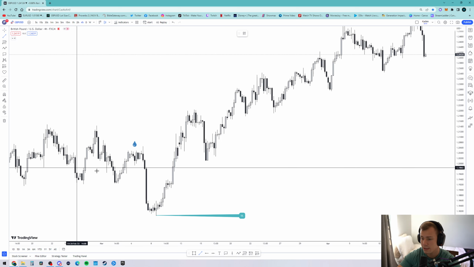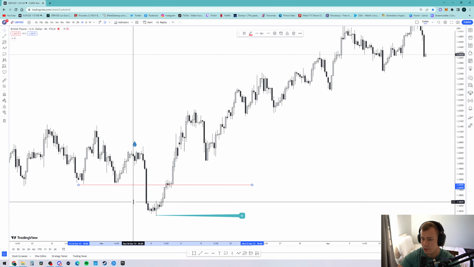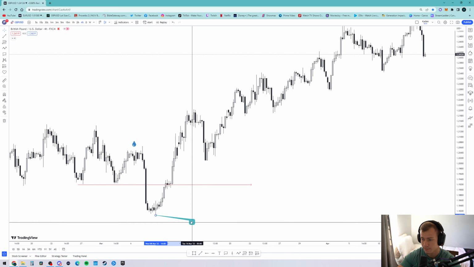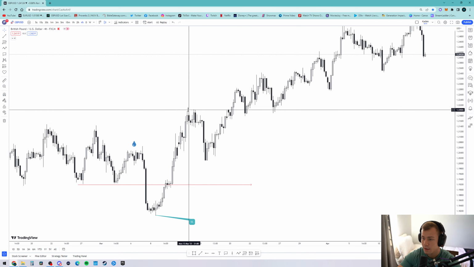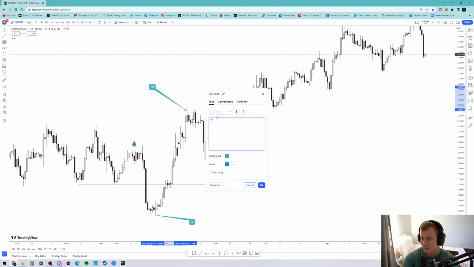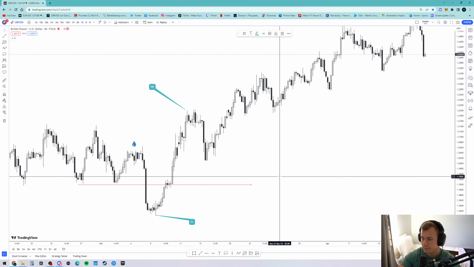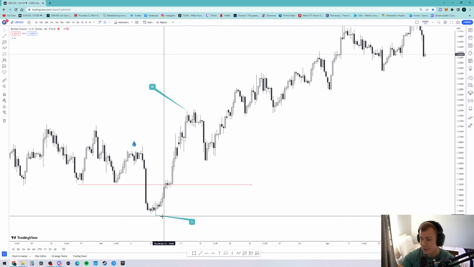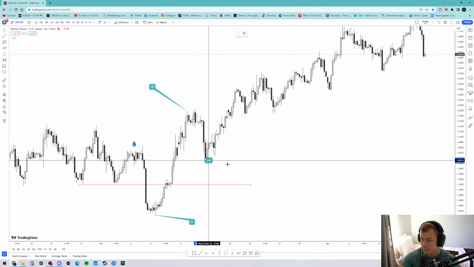So market did break the low, which was over here. So this is the new lower low. Then market decides to come back up and break the highs, which ends up being the new higher high. When it came back down, it didn't break the lower low. So this means this is the higher low.